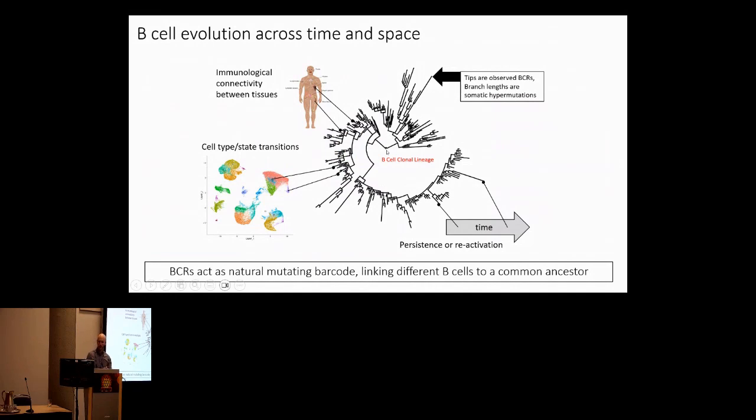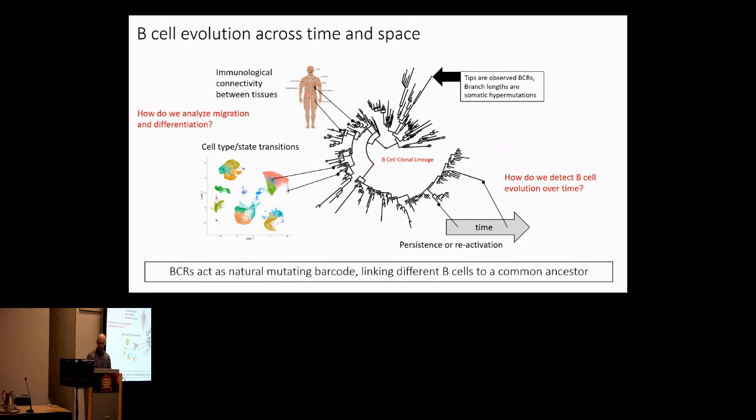The work that my group is really interested in deals with different parts of this slide. If we have B cells that are sampled in different tissues or different cell subtypes, and they're both present in the phylogenetic tree, we can ask questions like, how do we use the tree to understand B cell migration and differentiation? Or if we have B cells that are sampled at multiple time points from the same individual, how can we use these lineage trees to understand B cell evolution over time?